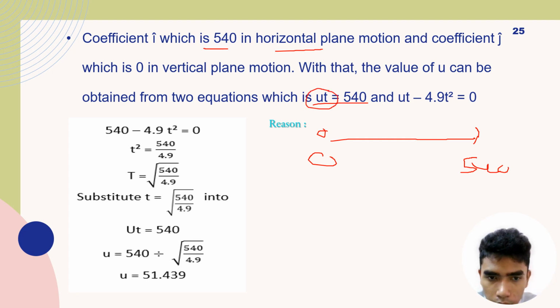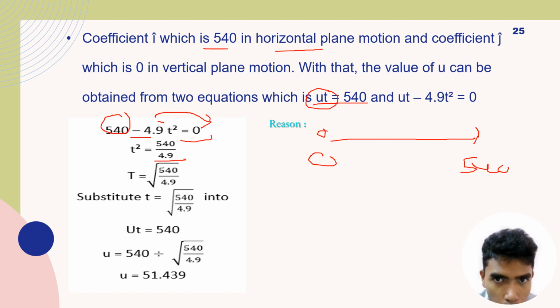So we put it in the equation: ut minus 1/2 times 9.8, we got 4.9 t squared, and it is negative because it is gravity, which is opposite to the direction of the ball. After that, we substitute: t squared equals 440 divided by 4.9, because when we push the negative across, we get positive. So we get this one.